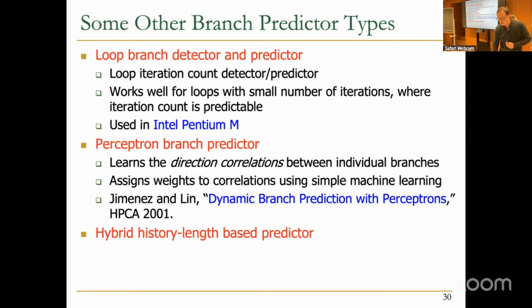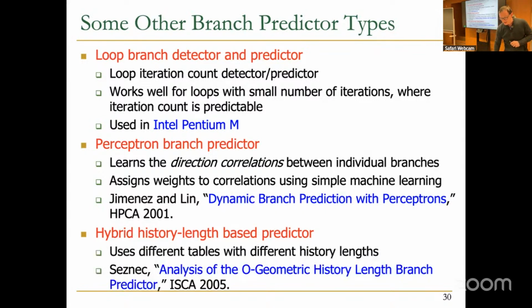We're going to talk about the perceptron, which essentially uses a very simple machine learning technique. How many people know about perceptrons? No one. Okay, one person knows. Don't be afraid. It's okay not to know. I guess it's not okay not to learn if you're interested to learn. Basically, it learns the direction correlations between individual branches, learning by assigning weights to correlations using essentially perceptrons. We're going to talk about that.